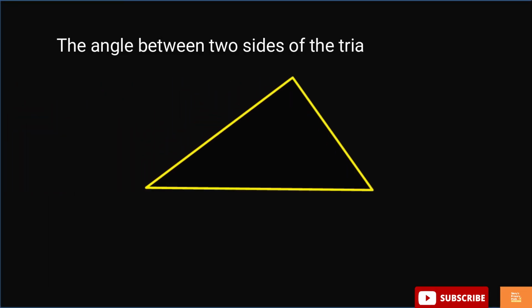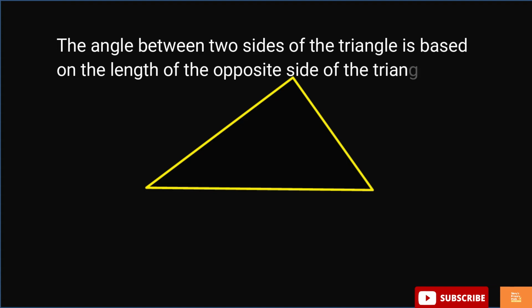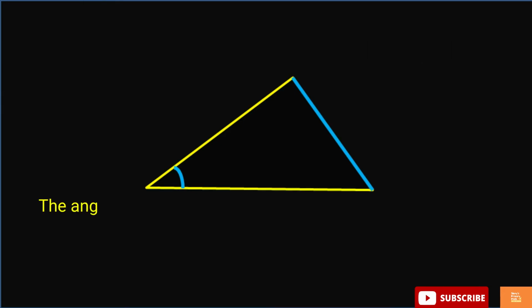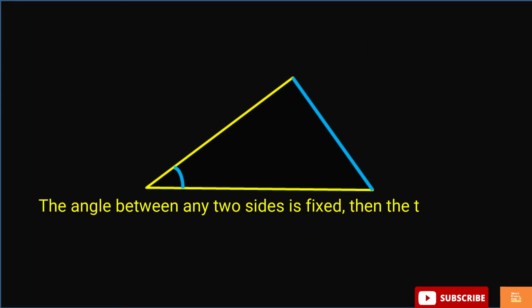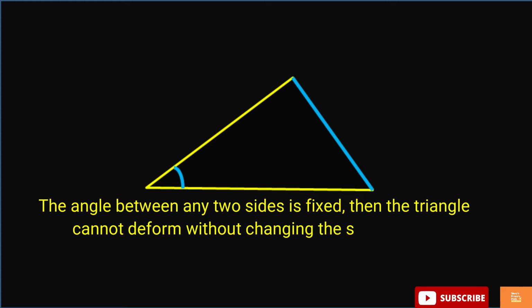Do you remember the relationship of sides to internal angles of a triangle? Yes, the angle between two sides of the triangle is based on the length of the opposite side of the triangle. It means if the angle between any two sides is fixed, then the triangle cannot deform without changing the side lengths. Other shapes do not have this property.